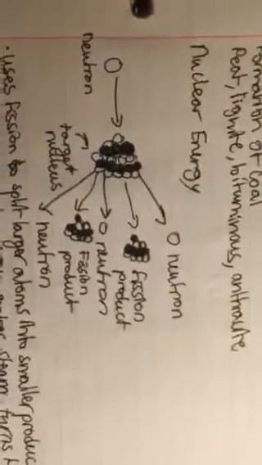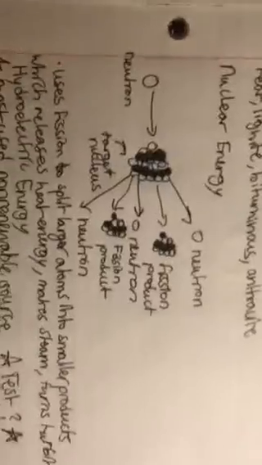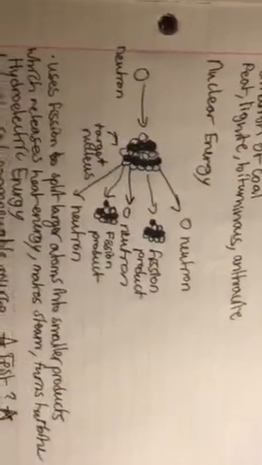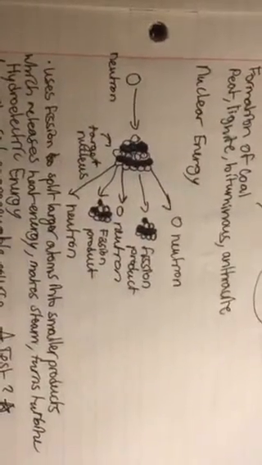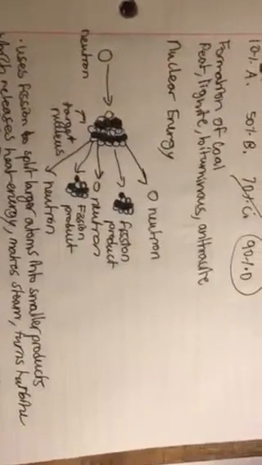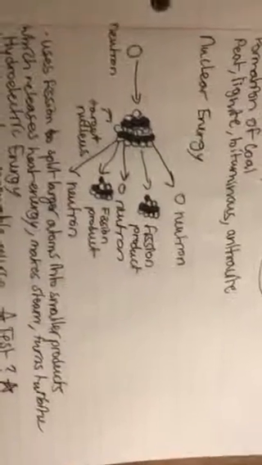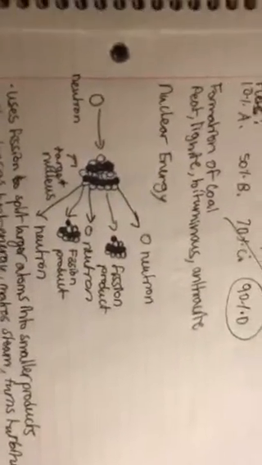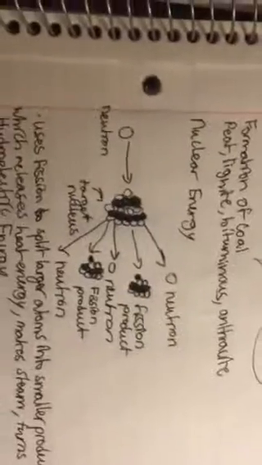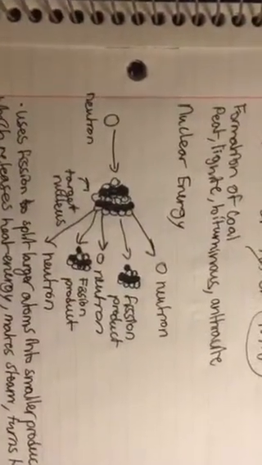And nuclear energy and how that works is it uses fission to split larger atoms into smaller products, which release heat energy, and that in turn makes steam with cooler water below it, and that turns the turbine, which creates the energy. And this is just a picture of the neutron, the target nucleus, and the fission products that occur from it.